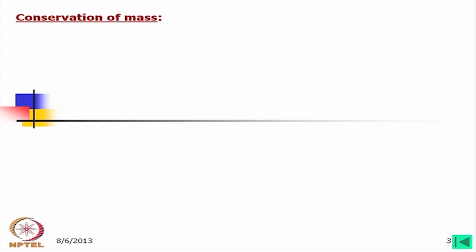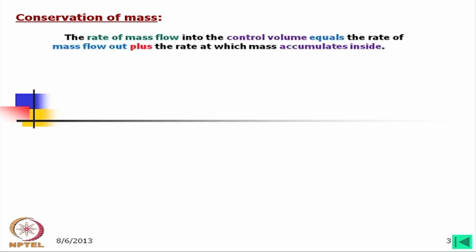Now, let us consider conservation of mass. The rate of mass flow into the control volume equals the rate of mass flow out plus the rate at which mass accumulates inside.